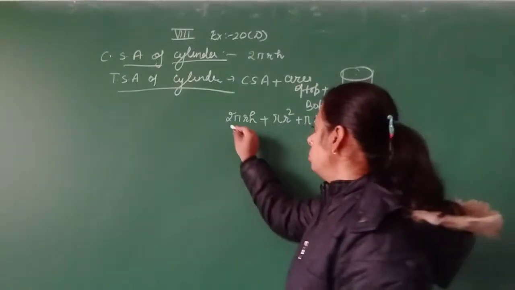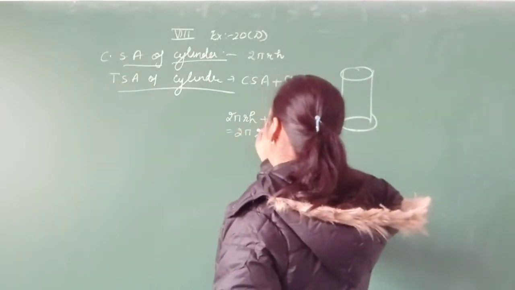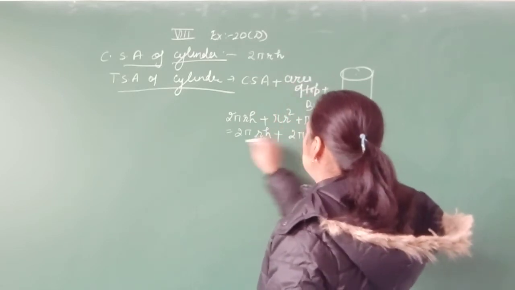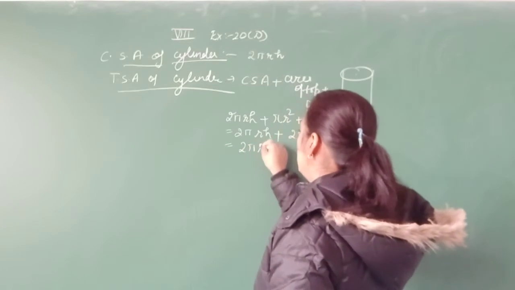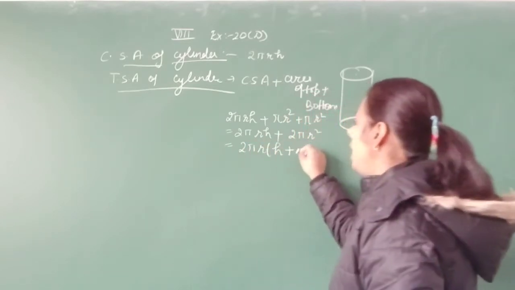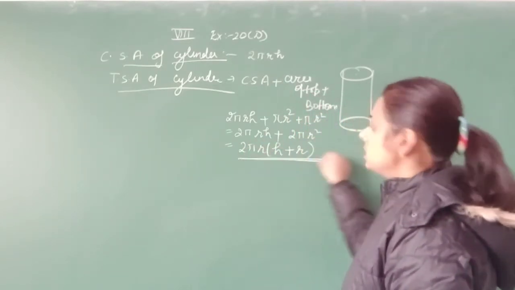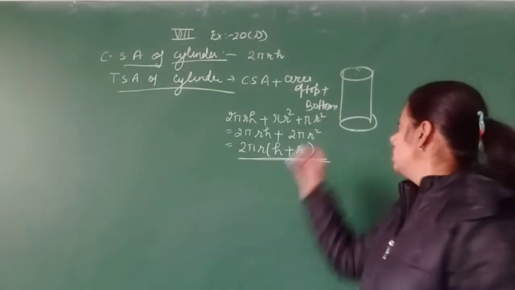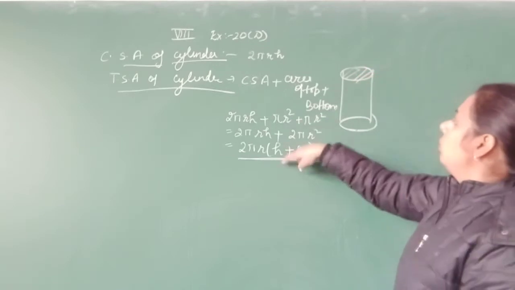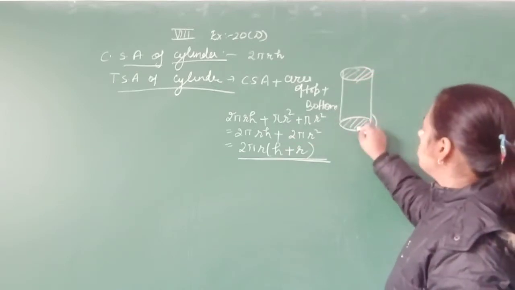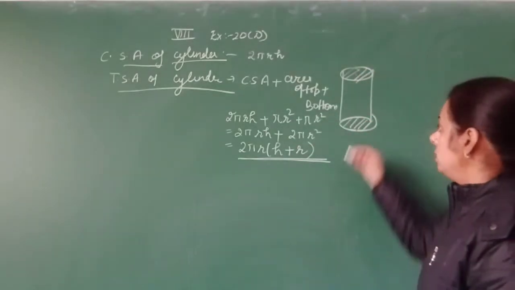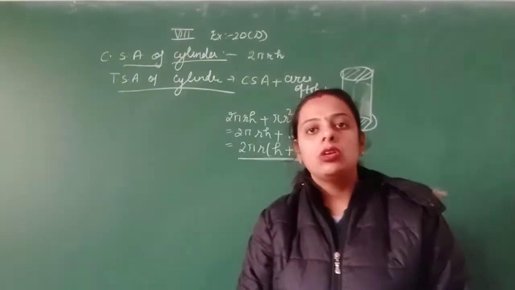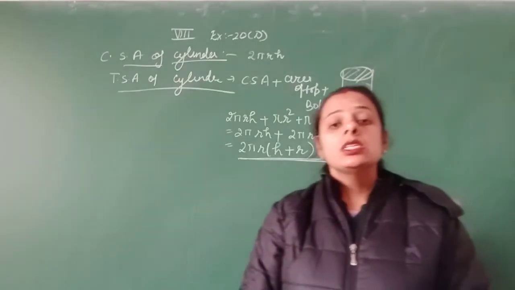Clear? So your total area will be 2 pi r h plus 2 pi r square. So you can take 2 pi r common. So you are having here h plus r. So this is the total surface area of this cylinder. The top is included here and the bottom is also included in this one and the middle one also. Clear? So this is the total surface area of this cylinder.